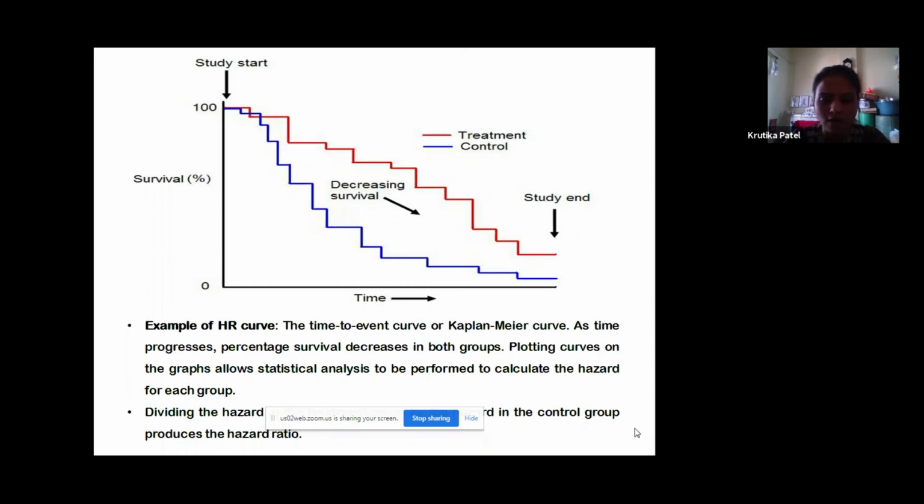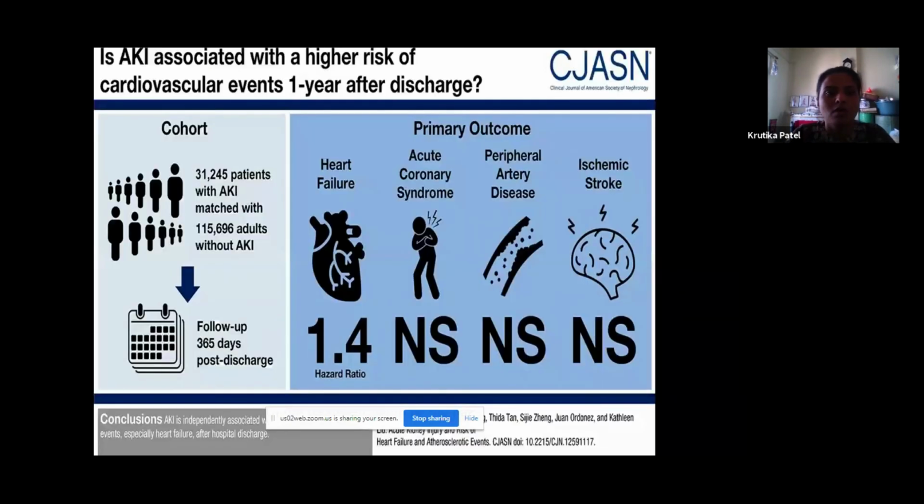Plotting curves on the graphs allows statistical analysis to be performed to calculate the hazard for each group. Hazard model only determines whether the treatments are different or not, but does not indicate how much one treatment is better or worse than the other. This is called the limitation of hazard ratio. Dividing the hazard of the treatment group by the control group produces the hazard ratio.